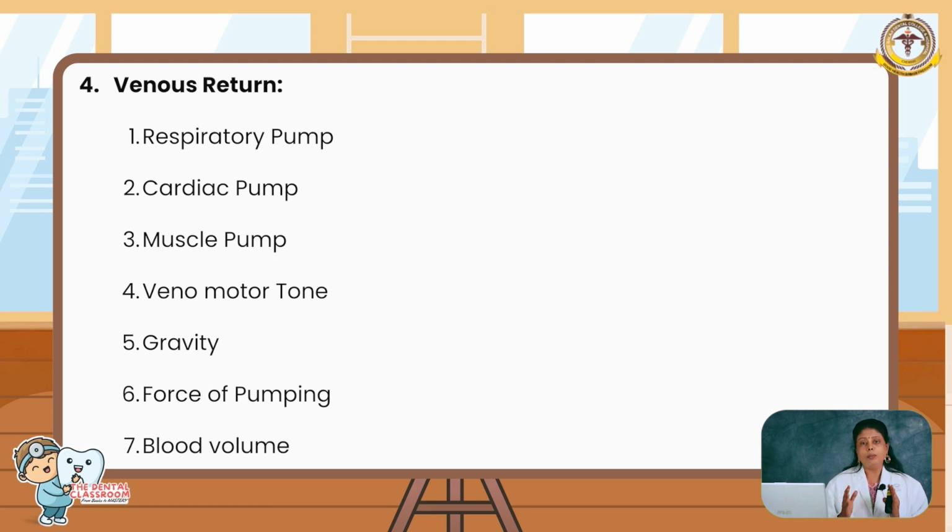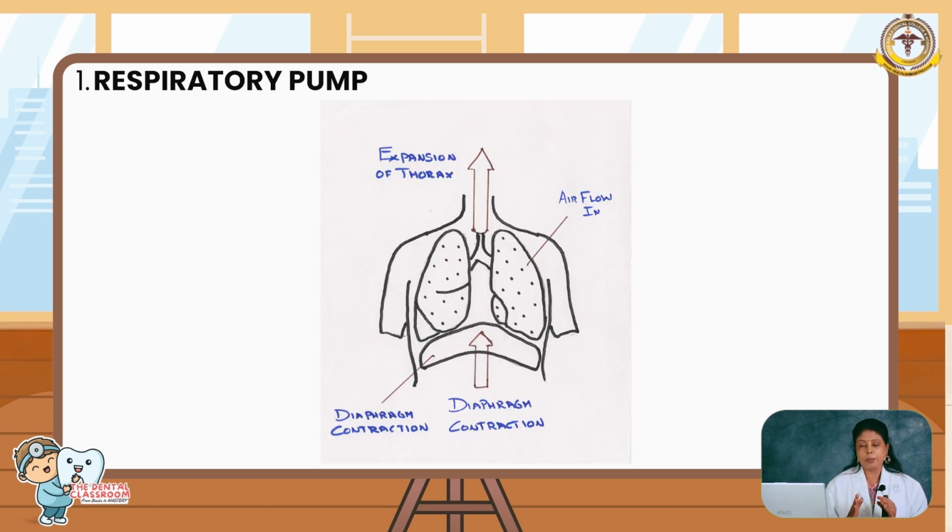When the end diastolic volume increases, then cardiac output will increase. That depends on the venous return. There are various pumps and other factors which will regulate the venous return. We will see one by one. First is the respiratory pump. When you take a deep inspiration, our thoracic cage will expand. There will be negative pressure created in the heart, so blood will be pulled into the heart. So venous return increases. If the venous return increases, cardiac output also will increase. So this is a respiratory pump.